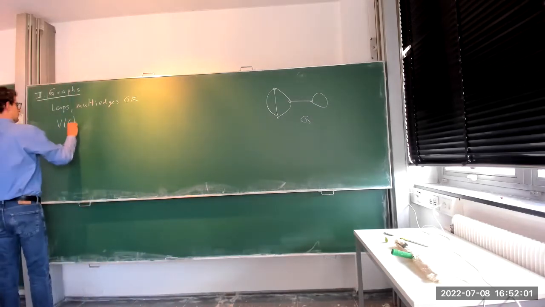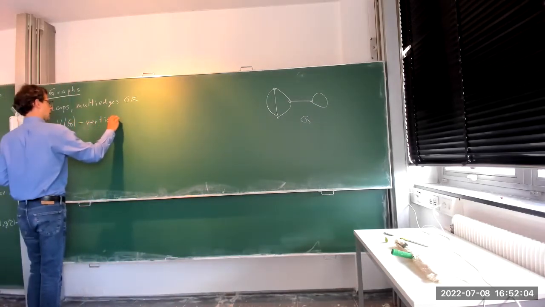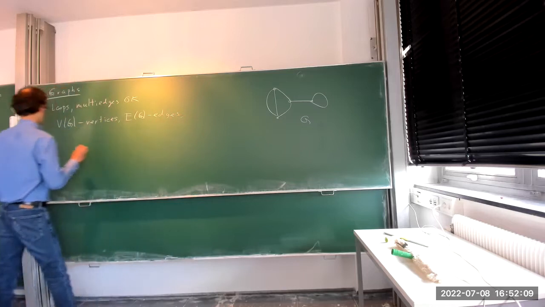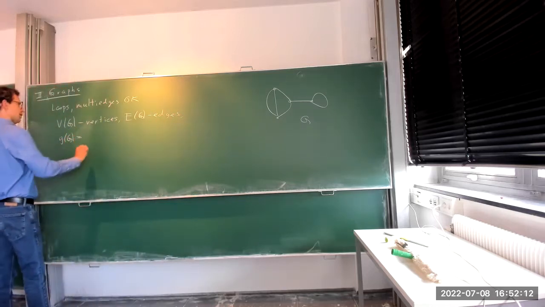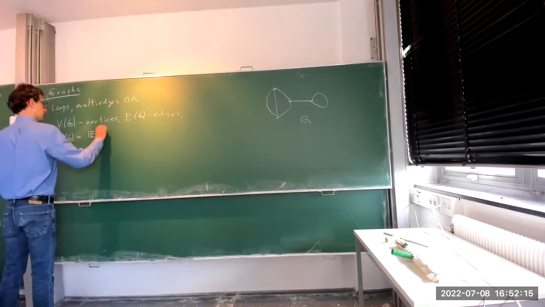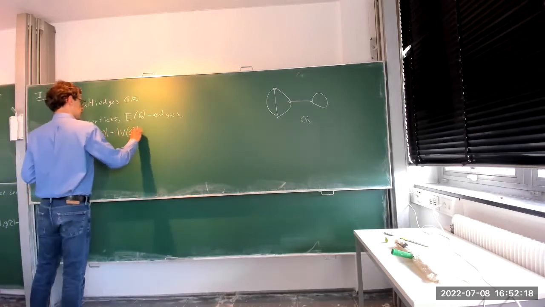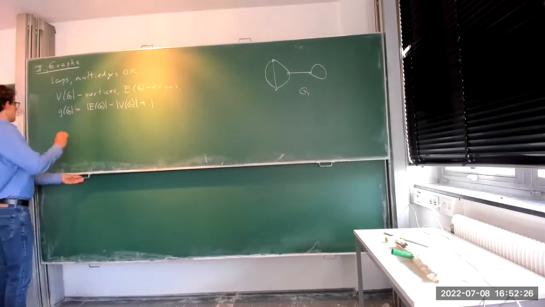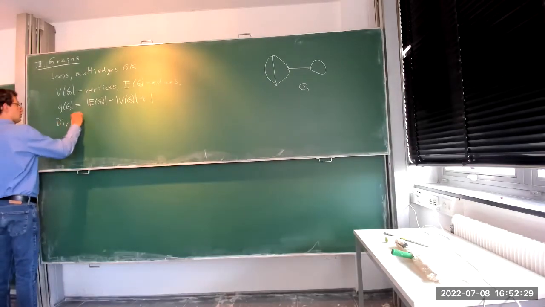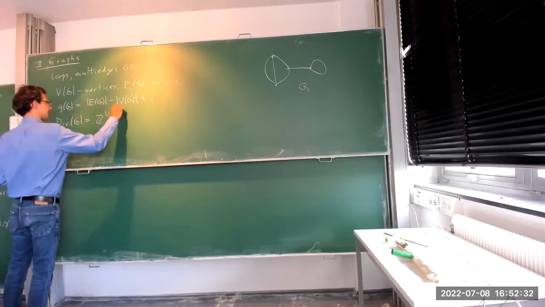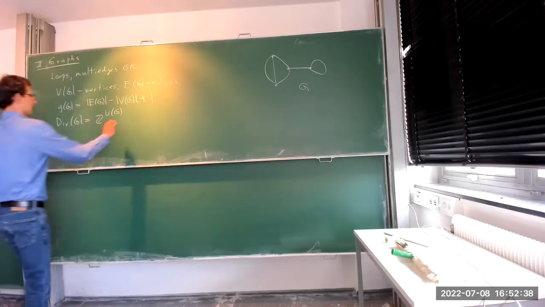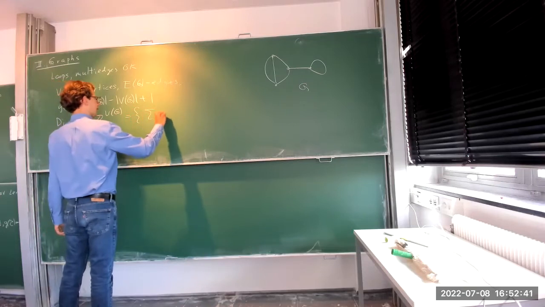V of G is going to be the set of vertices. E of G is the set of edges. And the genus of a graph is the first Betti number. So this is the number of edges minus the number of vertices plus 1. Okay, so let me remind you how chip firing works on a graph. So the divisor group of a graph is just the free abelian group on its vertices, right? And so this is just a set of expressions of the form n_v times v.